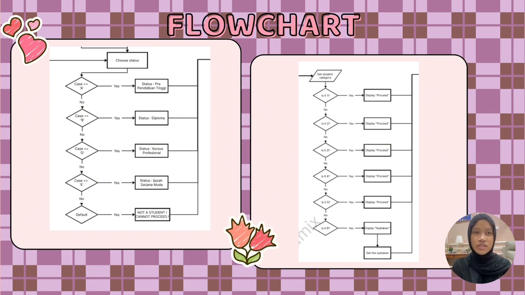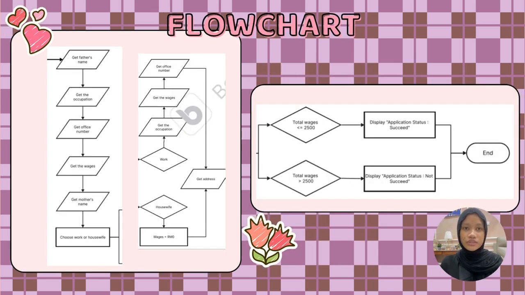Is it 1? 1 is OKU and then will display proceed. 2 is MPP, display proceed. 3 is JPK, display proceed. 4 is athlete, display proceed. 5 is badan beruniform, display proceed. And 6 lain-lain, and we need to get the nyatakan.